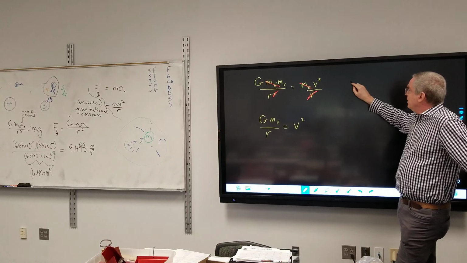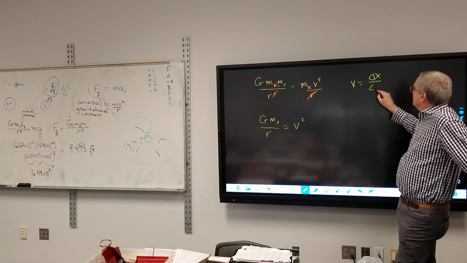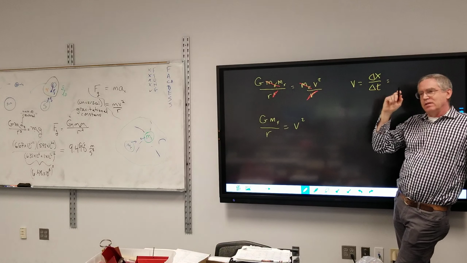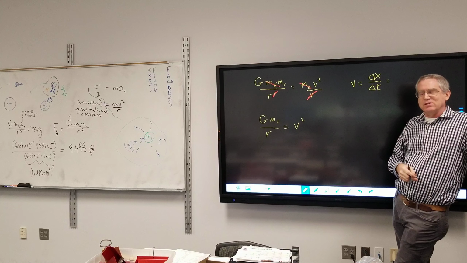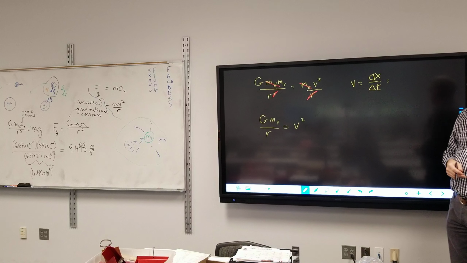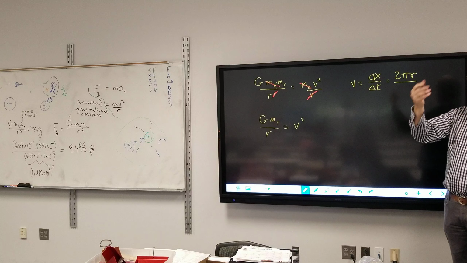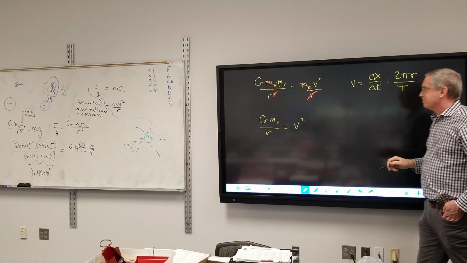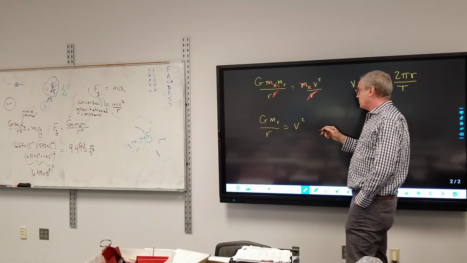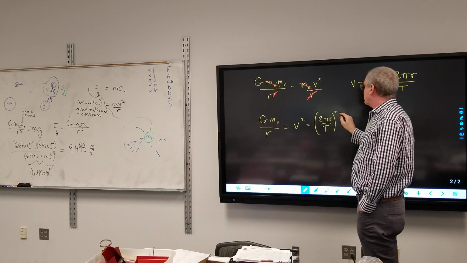In general, how do you find speed? Distance over time. And it's traveling in a circle, so what do we call that distance? The circumference, and the formula for the circumference is 2 pi r. So 2 pi r divided by how long it takes to go around once, which is the period, 365 days, but we'll probably want to put it in seconds. Unless you want bizarre units. So this would be 2 pi r over t, squared.